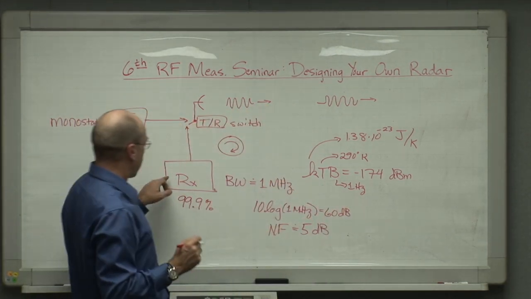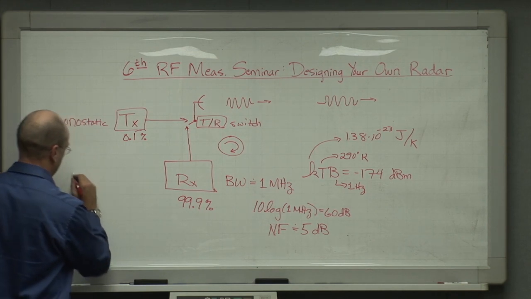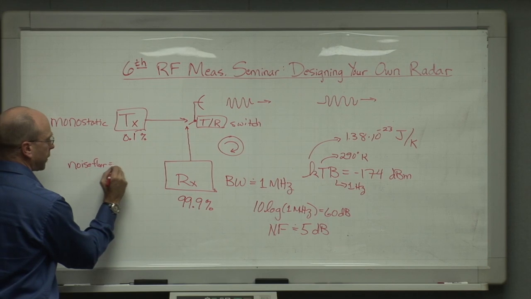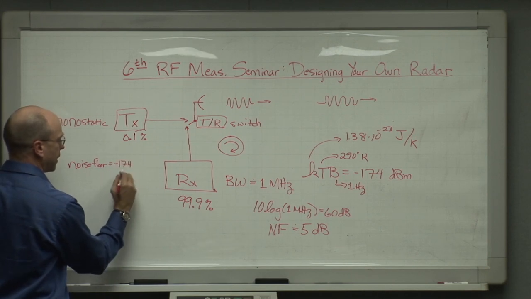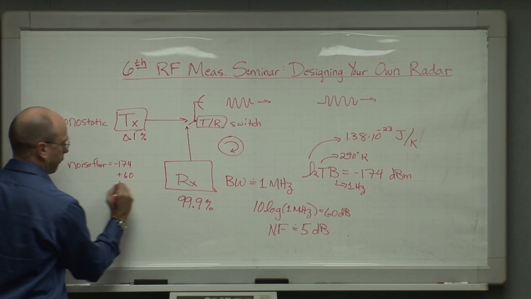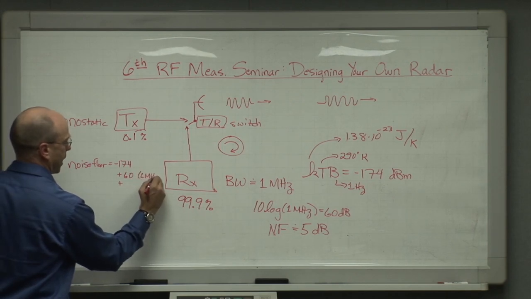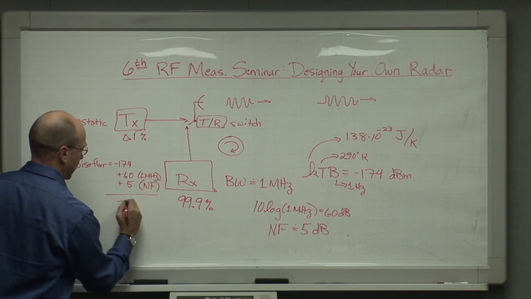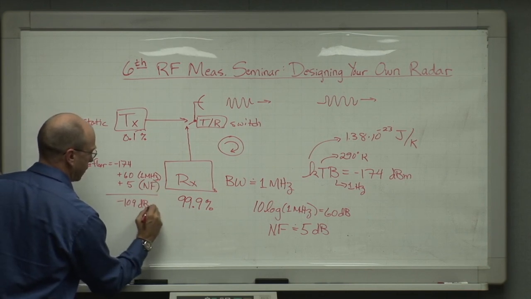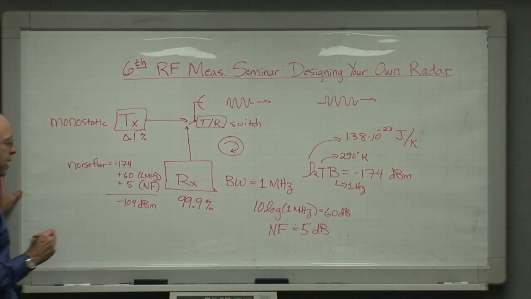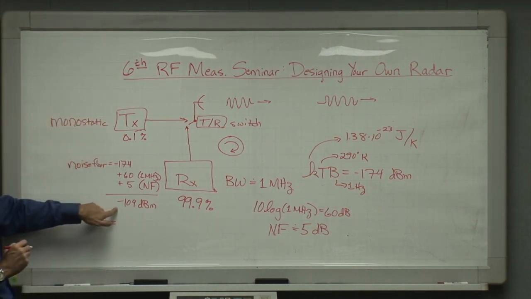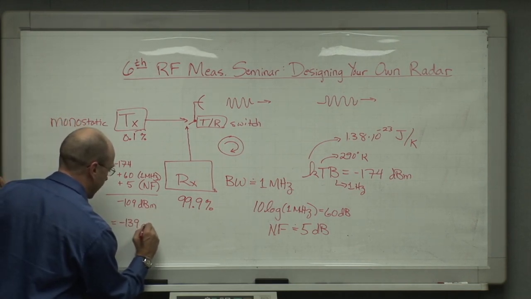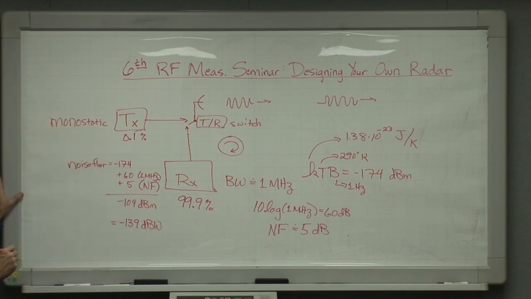So this radar's noise floor is going to be equal to -174 dBm plus 60, which is for 1 megahertz bandwidth, plus 5, which is the noise figure. So that's -109 dBm. And I want to do this problem in MKS units, so I'm going to set that equal to decibels relative to not a milliwatt, but a watt. So that's minus 139 decibels relative to a watt.